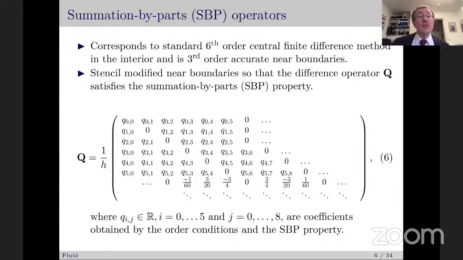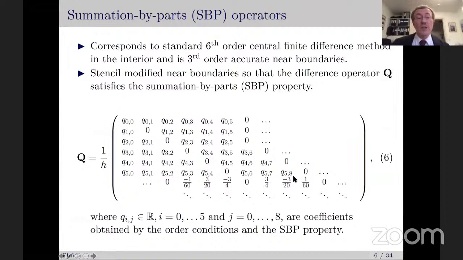So here are some details about the summation by parts operator. It is in the interior a 6th order classical central finite difference method. If you imagine this Q, this is then describing this differential operator. It is 1 over H, where H is the grid spacing.